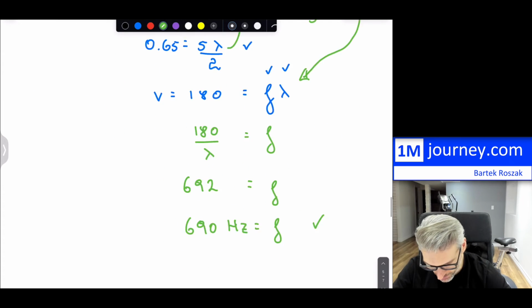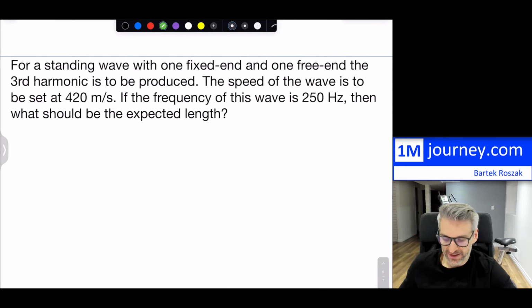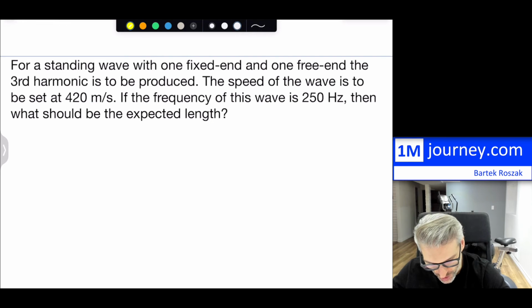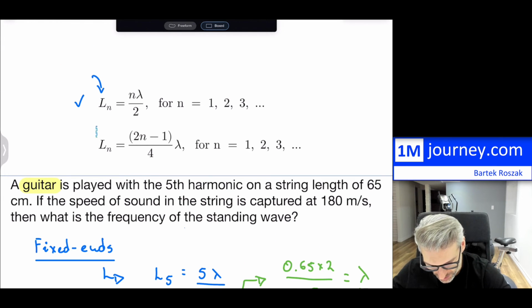Let's jump to a second example. So here it is. So for a standing wave, now, with one fixed end and one free end, this is important to note. So one fixed end and one free end, which means, if I jump back in here, we're going to actually be using this equation right here.